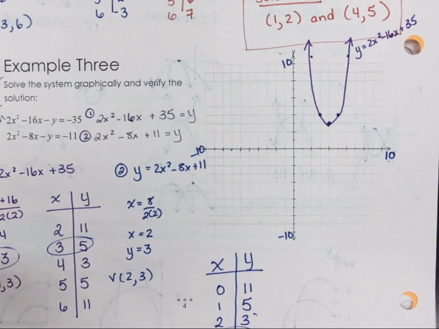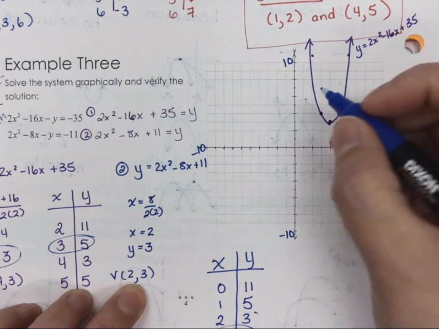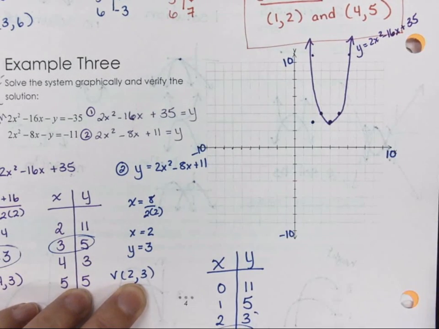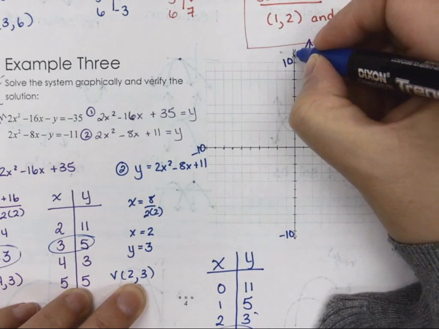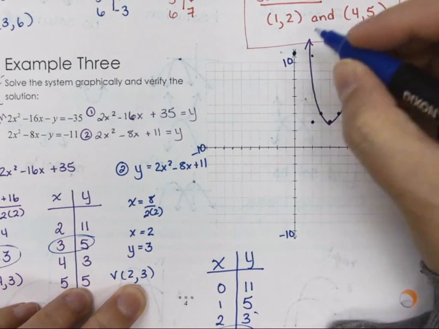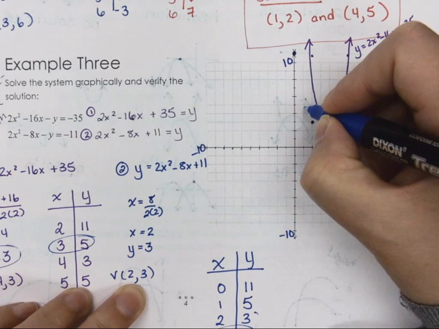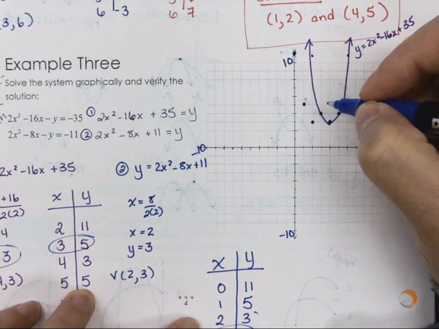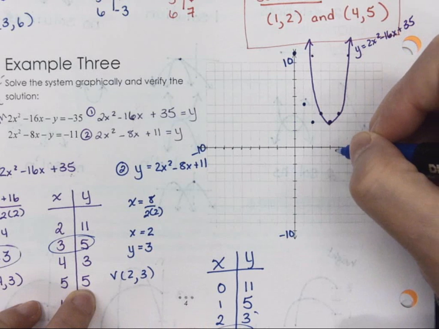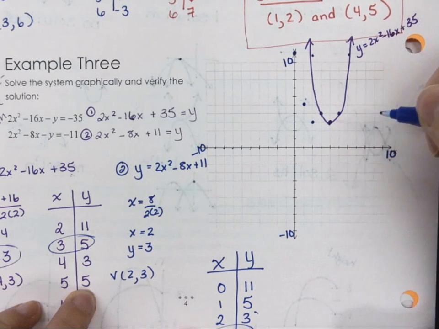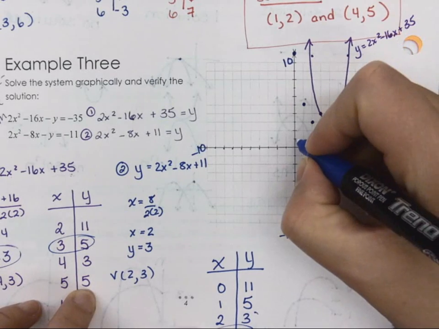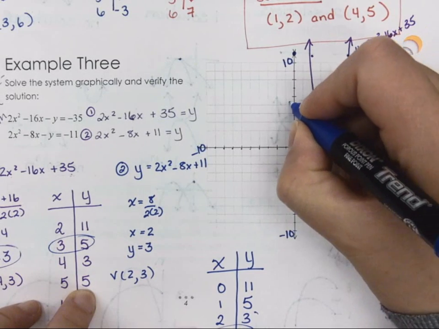Okay, so my next one, my blue one, my vertex was at 2 and 3. And I had a point at 0 and 11, so that was up there. 1 and 5, which was here. And guys, I screwed up on a point. This is what happens when I don't break them in. 1, 2, 3, 4, 5.